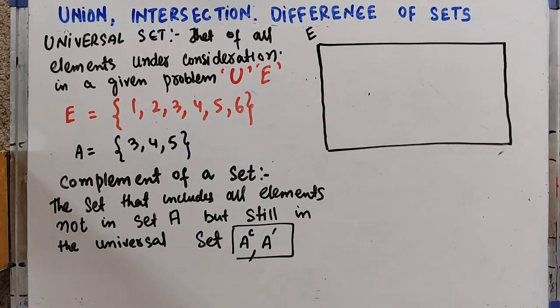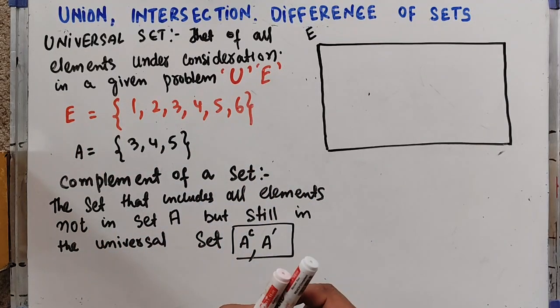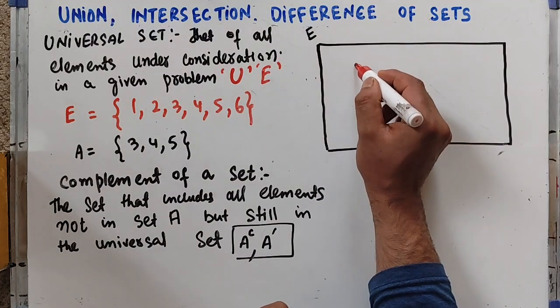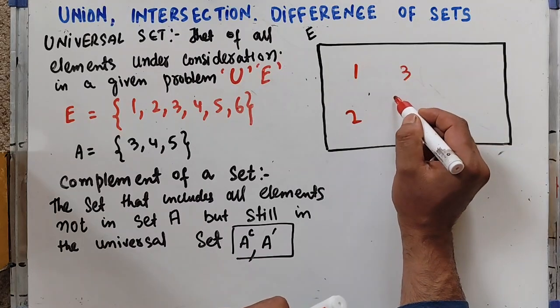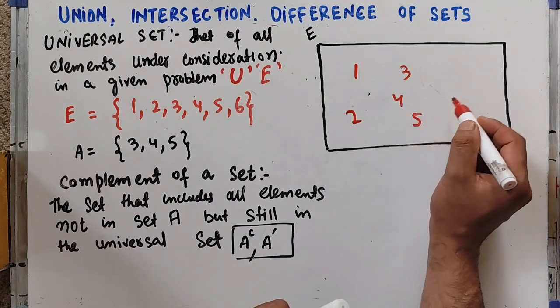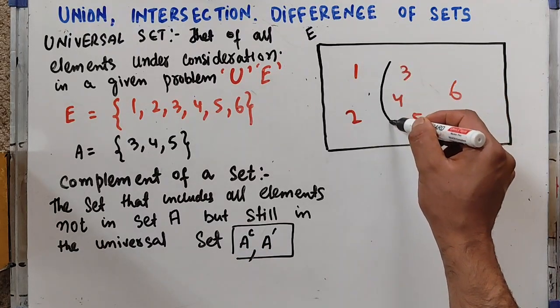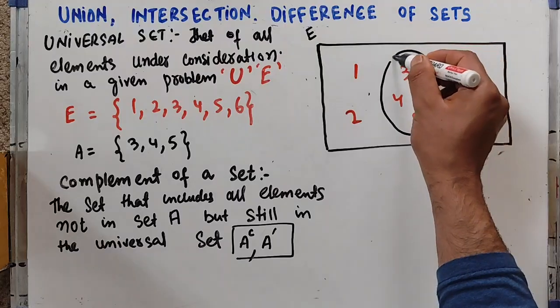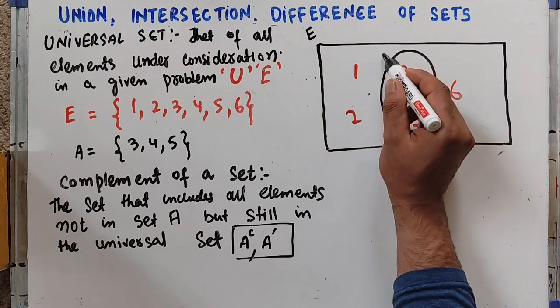Now let's come to the question. So we have this universal set here, and we have a set in the universal set which contains 3, 4 and 5. So we have numbers 1, let us say 2, then we have 3, 4, 5, 6. So this is the universal set. Now in this universal set we have this subset which is A.